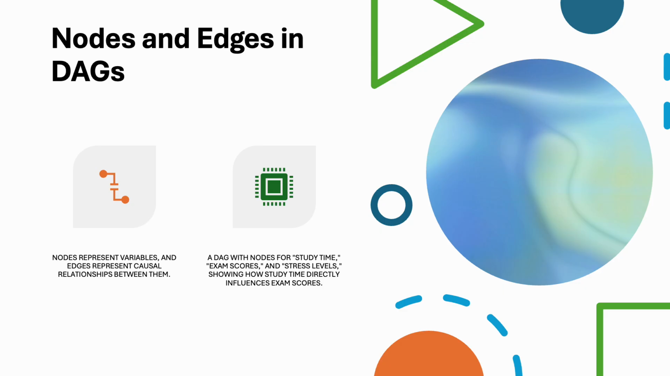By looking at the nodes and edges, we can trace how changes in one area might ripple through a system. For instance, if stress levels affect study time and study time affects exam scores, then reducing stress could indirectly improve grades. DAGs make it easier to see these connections and help plan effective interventions.